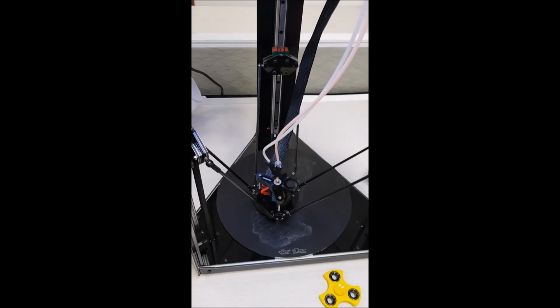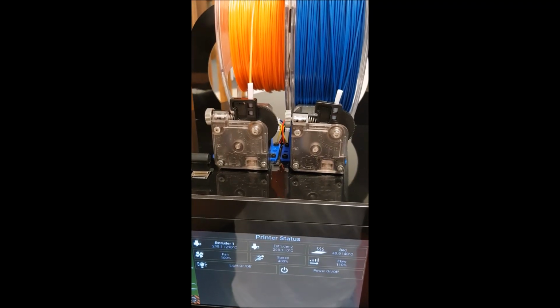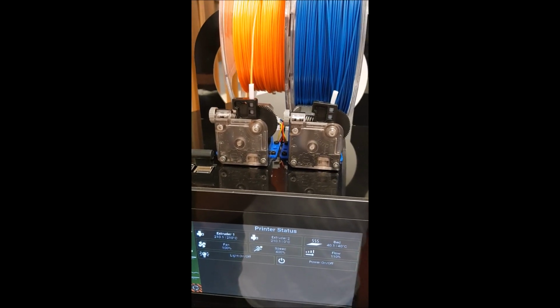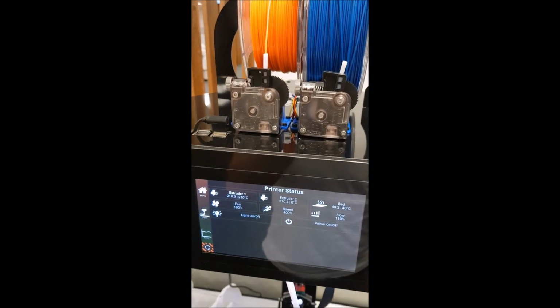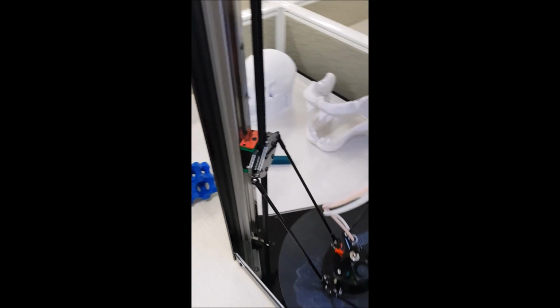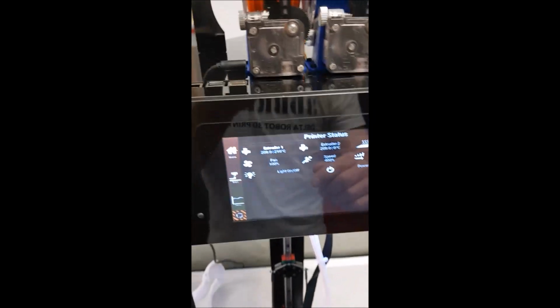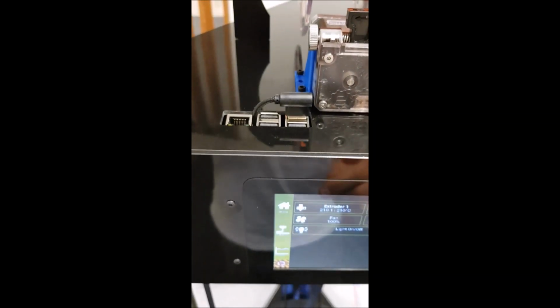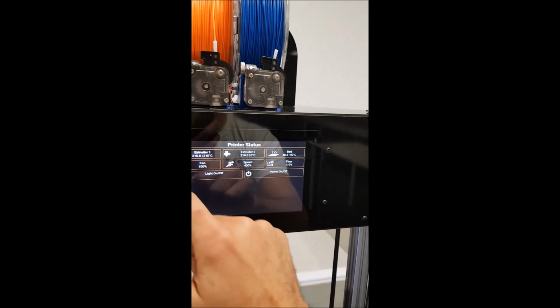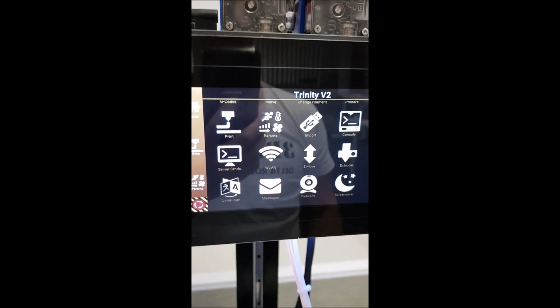So this machine is running the E3D Titan feeders. Really, really reliable, good feeders. Never fail feeders, they are. And of course we've got the high wind guide rails on the side. Very secure, very smooth. And we're running a Raspberry Pi 3 in the top, so it's wireless. So we're on the wireless network. Integrated webcam.